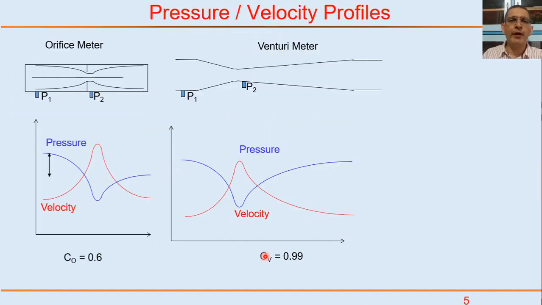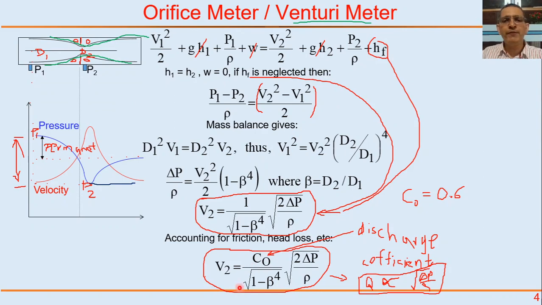Just one small point is the orifice meter and venturi meter, they measure this differential pressure or a differential head. So these are called variable head meters. Okay? Head is varying depending on the flow, and it is head that we measure. So these are called variable head meters.